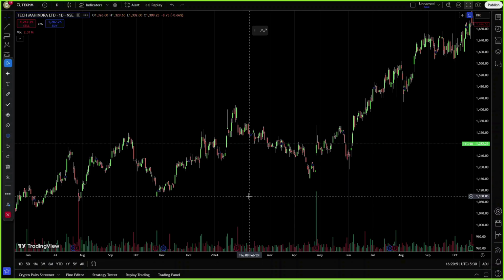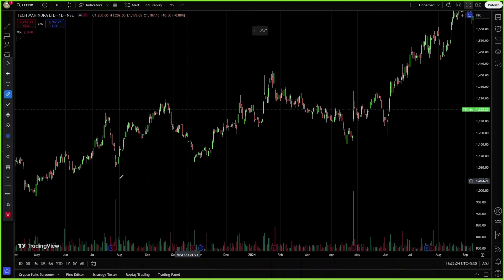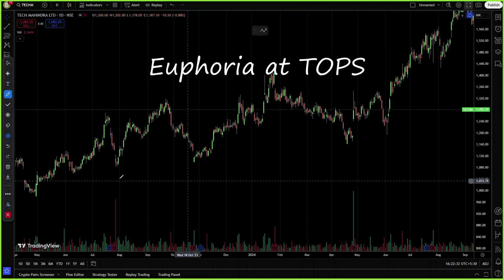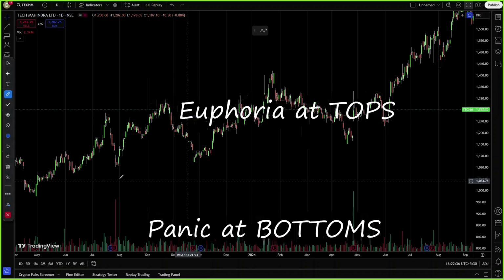Don't depend on a single thing. So watch for multiple confirmations. Now we are going into the sentiment indicators. The classic symptom of any market bottom or market top is that you will see some kind of euphoria at market tops, or there will be a panic when the market is going to bottom out.